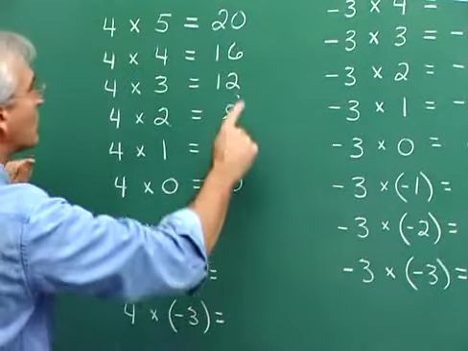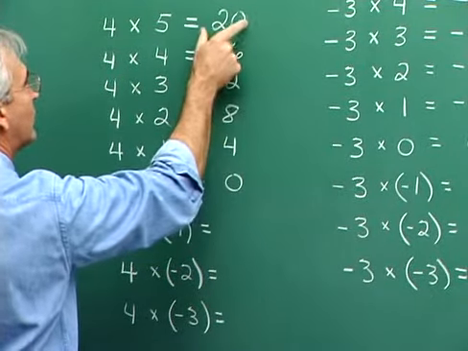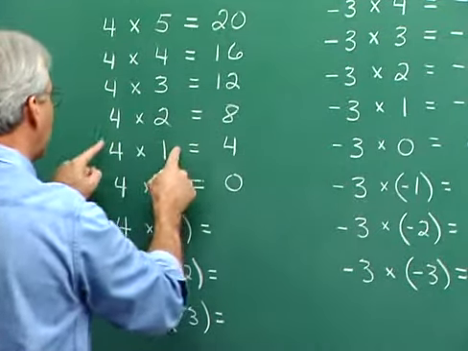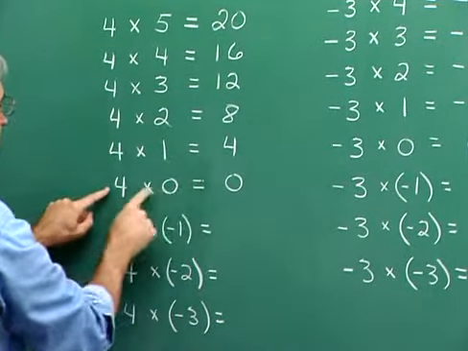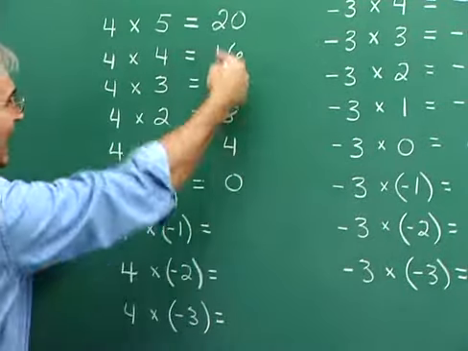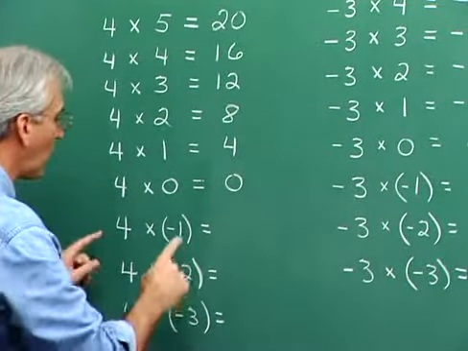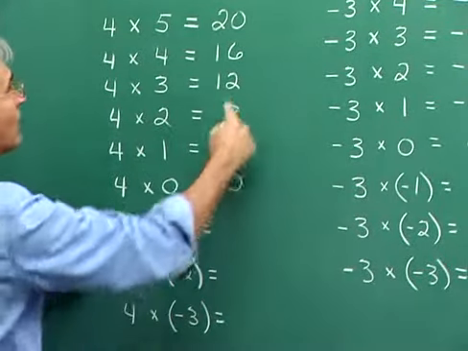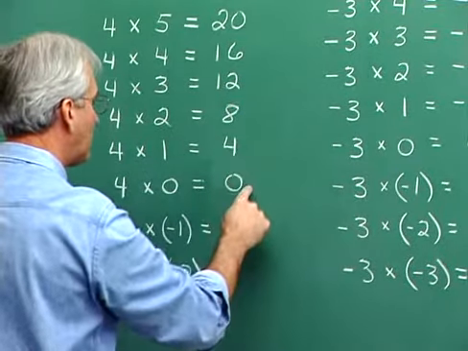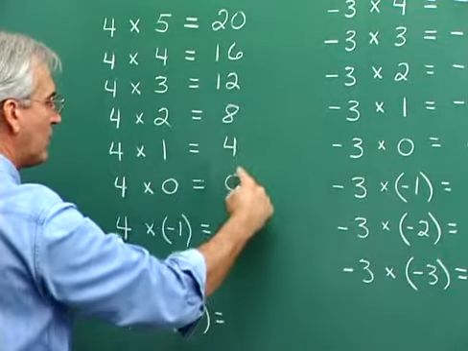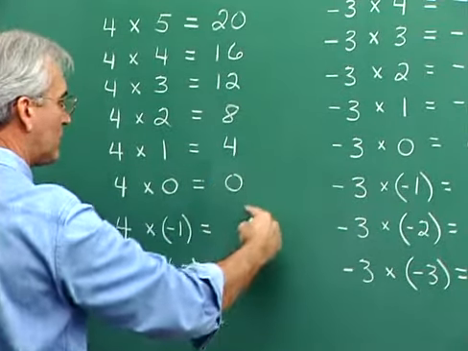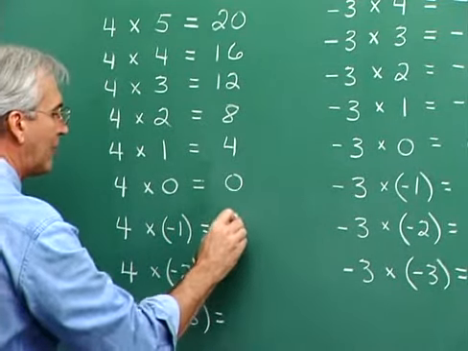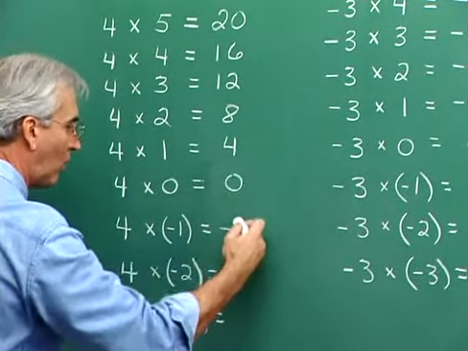Now I want you to notice what's happening to the product. We start with 20, then 16, 12, 8, 4 as the product of these two factors. And 4 times 0 is 0. Now looking at the pattern, what would you expect for the answer to 4 times negative 1? Well, let's see, 20, 16, 12, 8, 4, 0. It looks like we're approaching 0 here. Numbers are getting smaller and smaller. They would therefore go into the negative values. We would get negative 4 here if we're reducing by 4 every time.